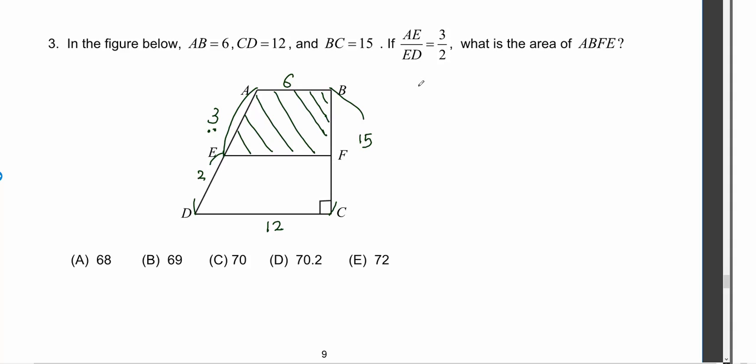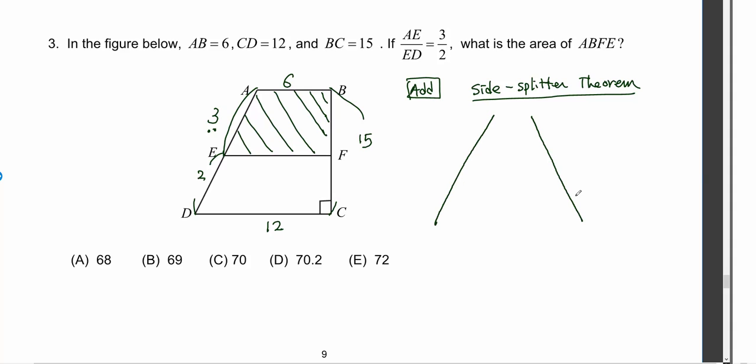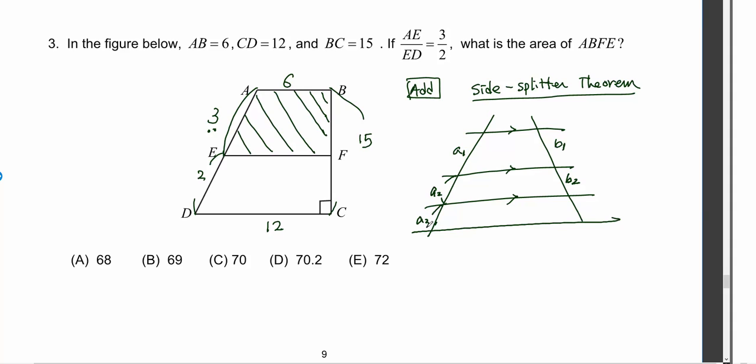This one, okay, we can add one more theorem. That way, the side splitter theorem, okay? Side splitter theorem: when you have two lines, we cut these two lines with parallel lines. If this side is A1, this side is B1, this side is A2, this is B2, another one more, this side is A3, this is B3.